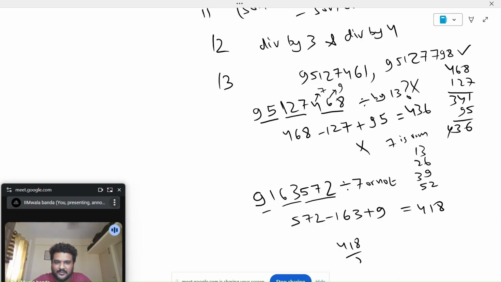Let's see if 418 is divisible by 7. 7 sevens are 49. 7 6s are 42. So 7 5s are 35, 68. 7 7s are 49, 7 8s are 56, 7 9s are 63. So again, 5 is the remainder. So you can say this is not divisible by 7.